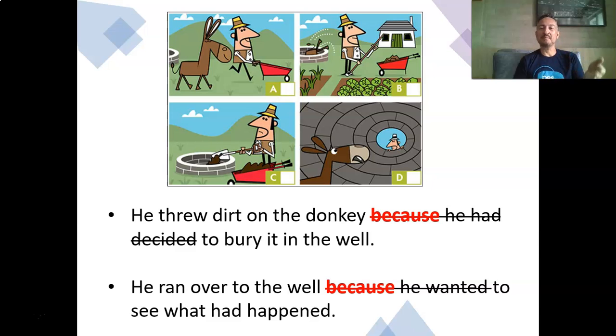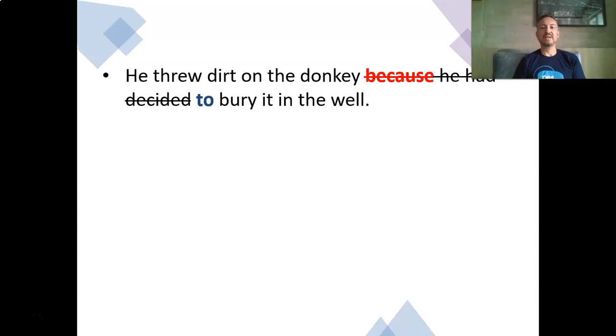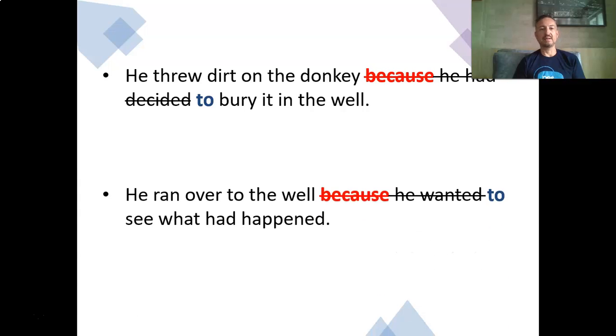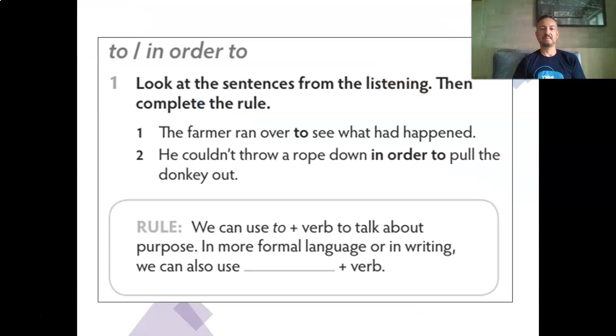So that's the grammar topic of today's class. We can use the word to express a purpose. So we say it like this. He threw dirt on the donkey to bury it in the well. And he ran over to the well to see what had happened. These to and to, they express purpose. Okay? So, look at the sentences from the listening, then complete the rule.